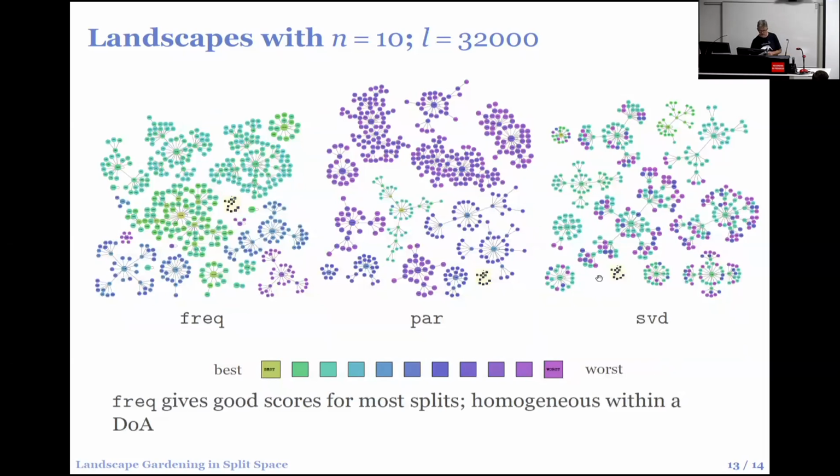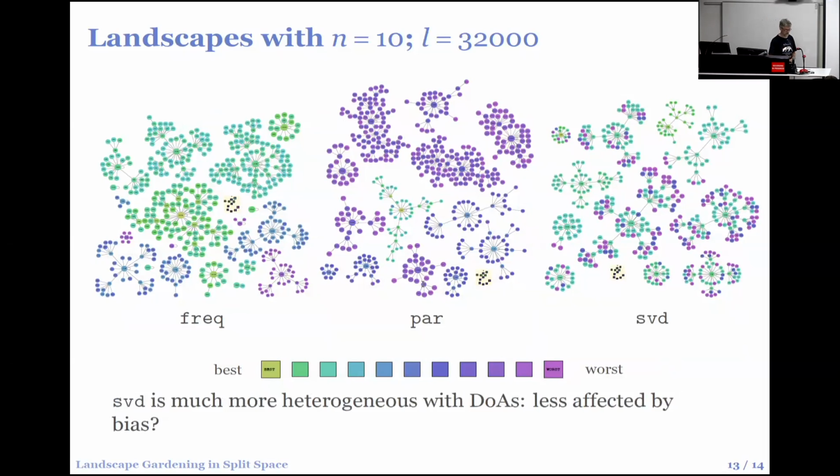The frequency one on the left and parsimony both seem to be relatively homogeneous in their scores for a given split size. So there's clearly a big effect of the split size on that score. Interestingly, the SVD seems to be much less affected by that split size, and it's much more heterogeneous. You can see there are more colours within a single blob. So, interesting.